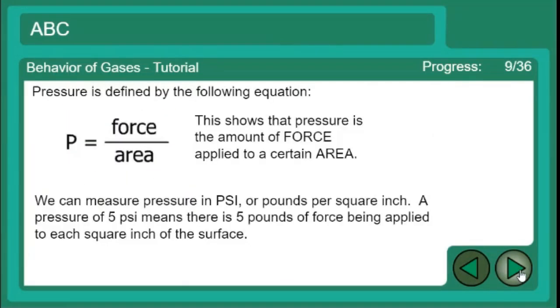Next is about pressure. Pressure is defined by the following equation, which is force over area. This shows that pressure is the amount of force applied to a certain area. We can measure pressure in psi or pounds per square inch. A pressure of 5 psi means there are 5 pounds of force being applied to each square inch of the surface. We don't focus too much here.